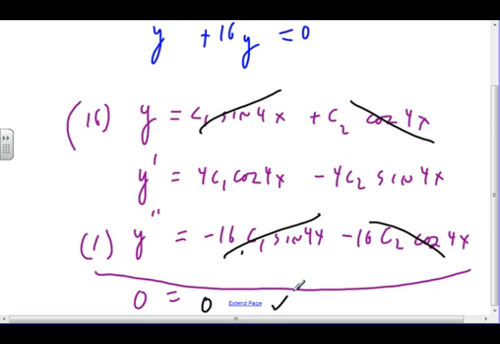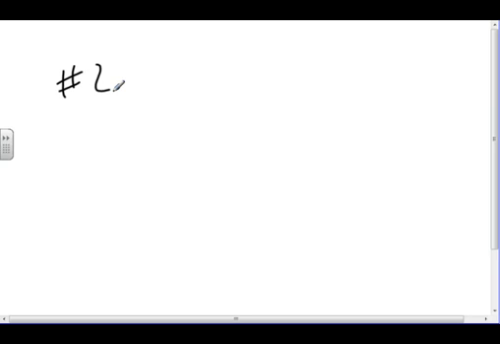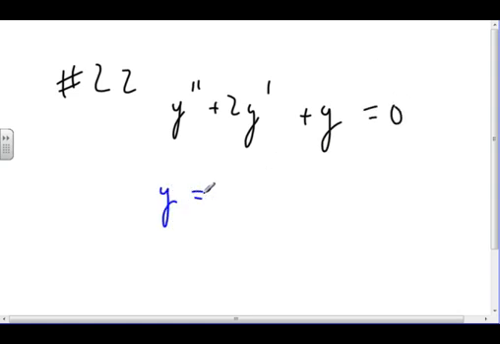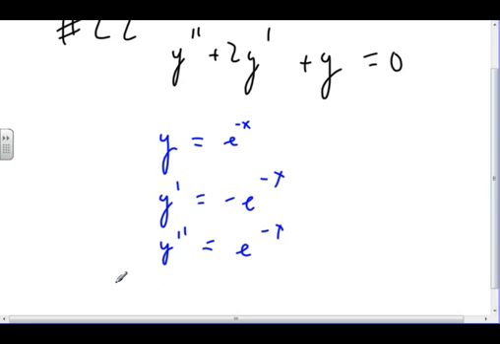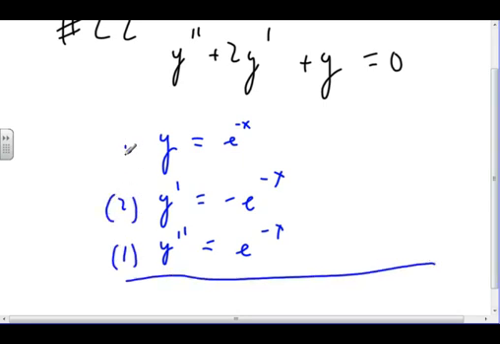And number 22, doing the same thing. We're checking to see that we have a solution. y double prime plus 2y prime plus y is equal to 0, and we want to check that if y is e to the minus x, that is a solution. Okay, so y prime is minus e to the minus x, and y double prime is e to the minus x. I want one of these guys, two of those guys, and one of these guys, and I'm supposed to get 0 when I get done. So I got 1 e to the minus x, another 1 e to the minus x, and then minus 2. Those guys all go away. Check it. It is a solution.